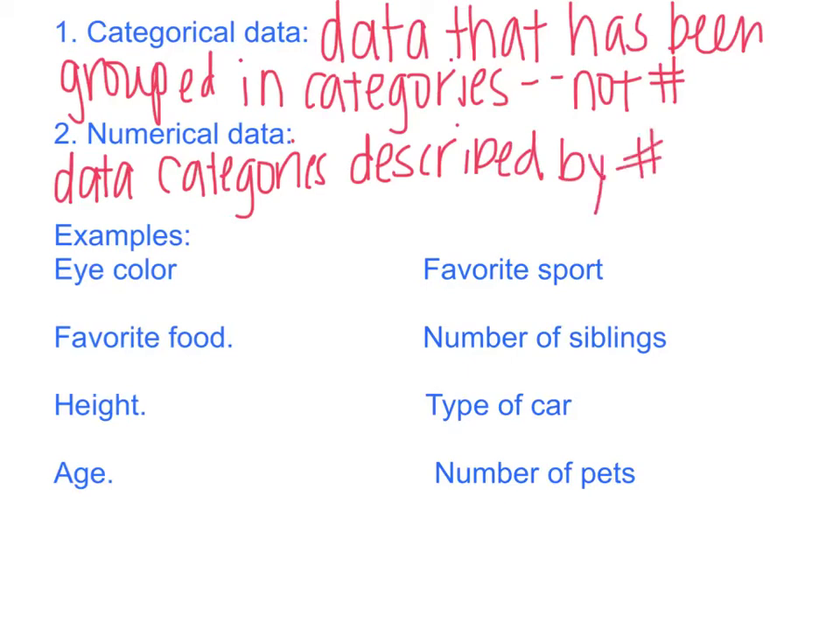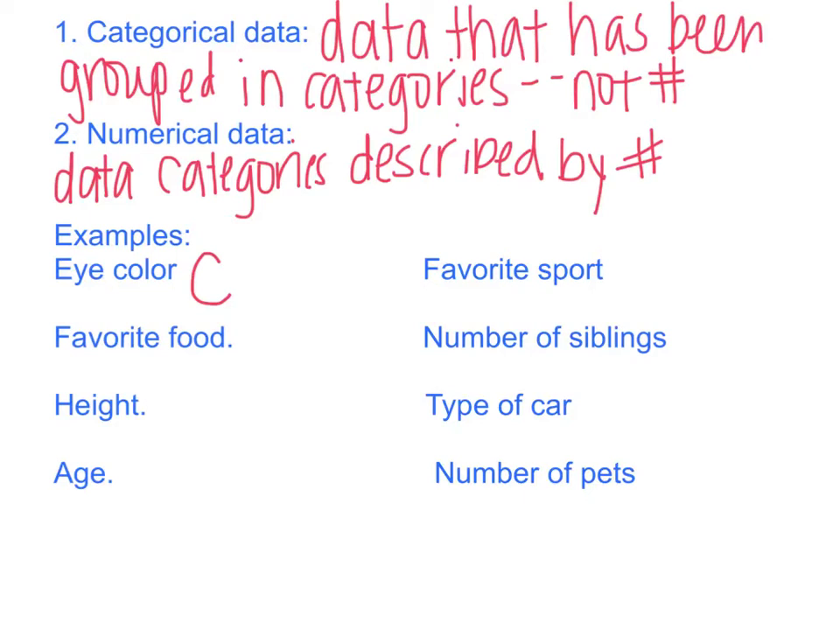So we're going to look through these examples, and we're going to put a C next to it if it's categorical and an N if it's numerical. So eye color, that is going to be categorical because the list you're going to make are not going to be 1, 2, 3, and 4. They're going to be examples like blue eyes, brown eyes, hazel eyes, green eyes.